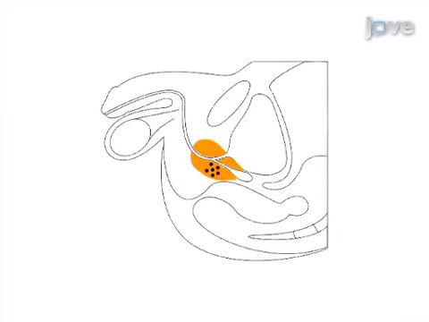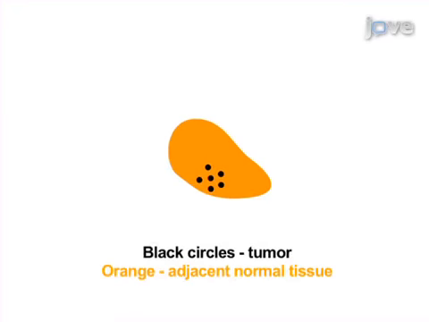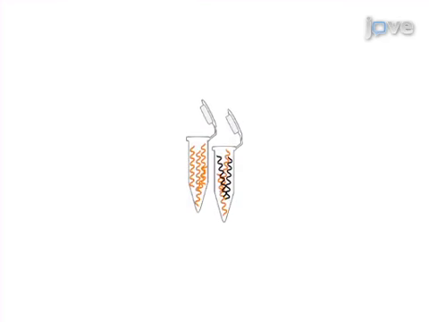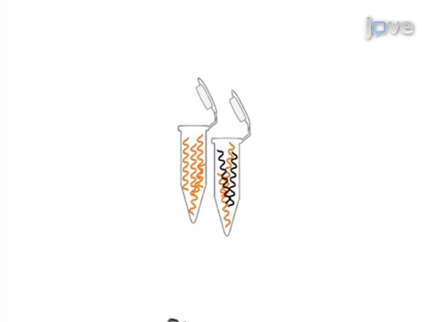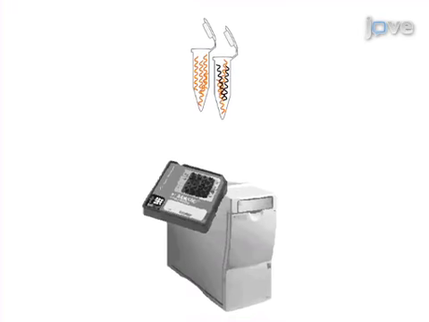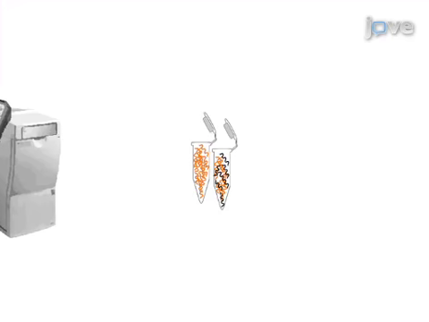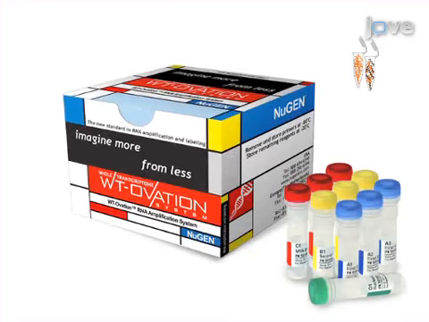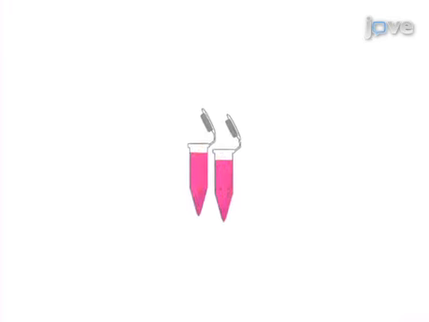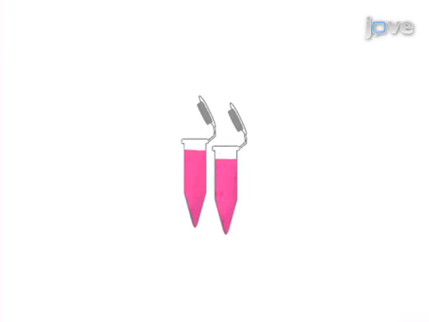After the surgeon has removed the prostate organ from the patient, the pathologist prepares tumoral and adjacent normal tissues separately. In the lab, extract, purify, and qualify mRNA from the normal and tumoral tissues. Amplify mRNAs using the WT-Ovation kit, and then cleave and label the resulting amplified products.